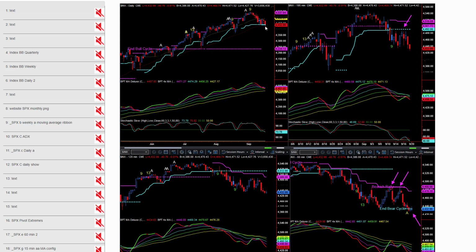We haven't really closed below it, but we're just trying to hang on. A positive is we have a little buy cycle there. You see the dots, kind of corresponds right with the ATR. Here's the half-day chart, 195-minute.